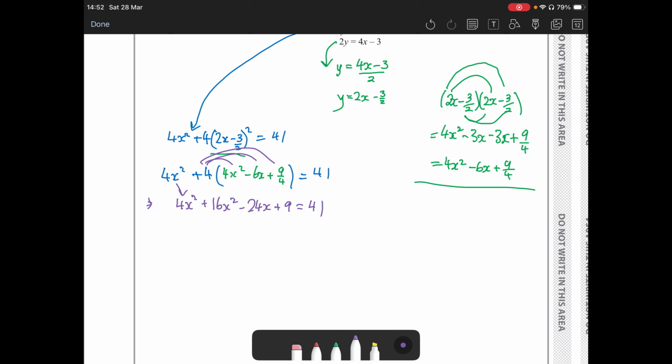Let's move everything to the left. We've got 20x squared minus 24x, and then 9 take away 41, which would be the same as 41 take away 9 but negative. So what's that? 32. Minus 32 equals 0.